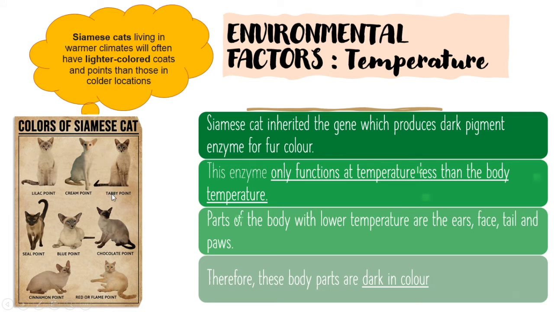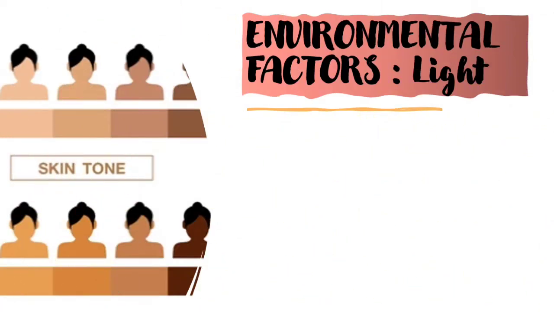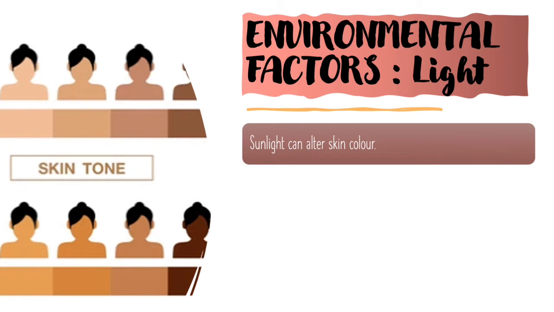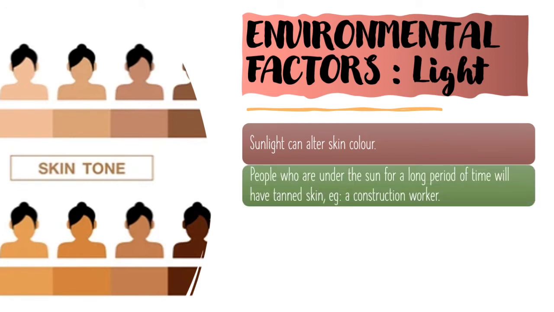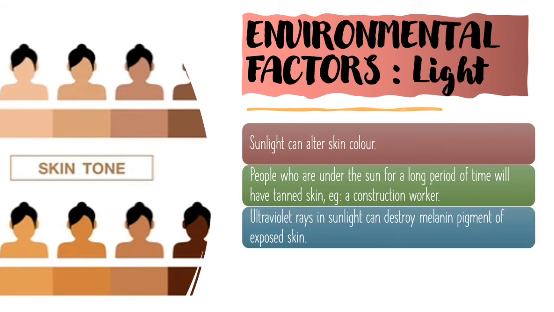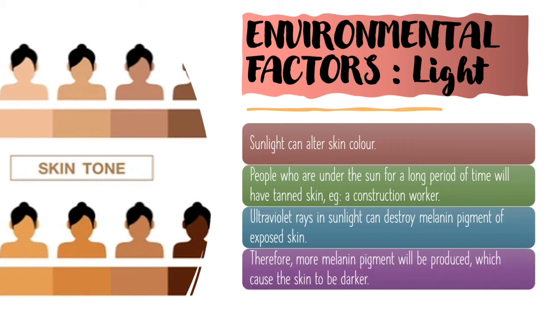Next, the environmental factor light. Sunlight can alter skin color. People who are under the sun for a long period of time will have darker skin, such as construction workers. Ultraviolet ray in sunlight can destroy melanin pigment of the exposed skin. Therefore more melanin pigment will be produced, which causes the skin to be darker.